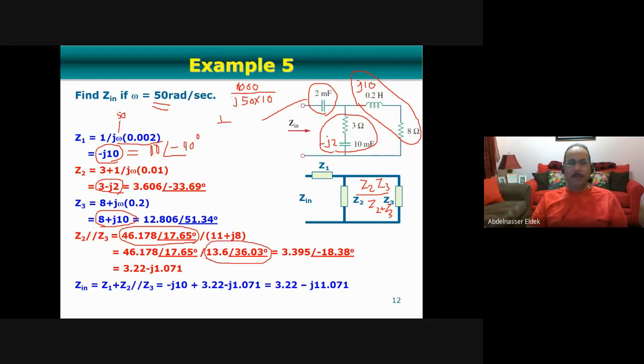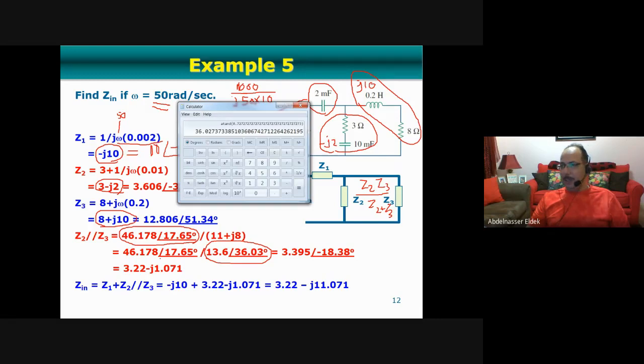Now when you divide the amplitudes, the amplitude here is 46 divided by 13.6. There it is, 3.395. And you subtract the phases, 17.65 minus 36.03. This will be negative 18.38. Okay. At the end, you can convert this back to real plus imaginary, and you need to do that.